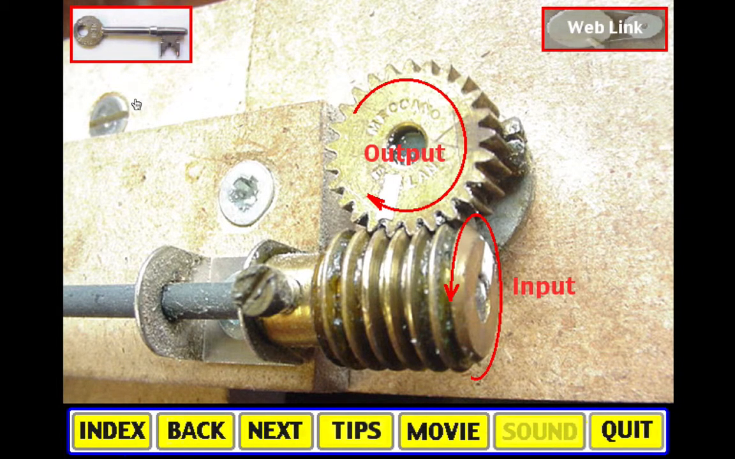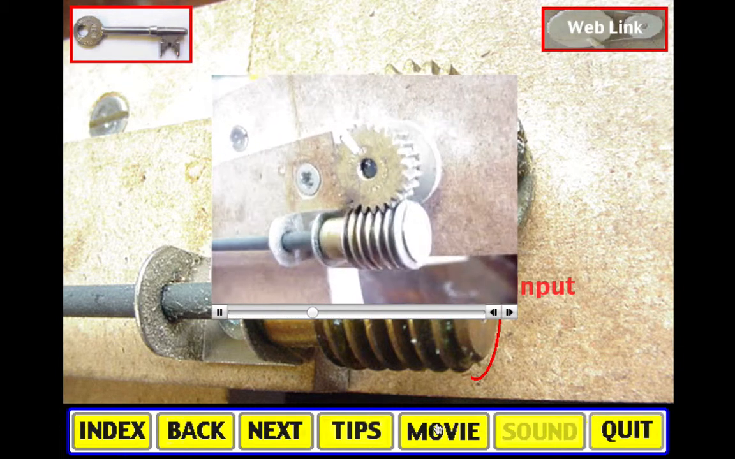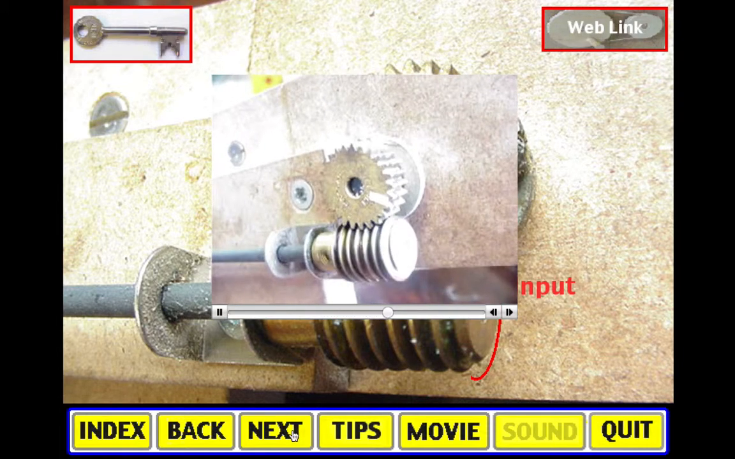In this case we have a worm gear. See how you can get a really long ratio between the 2. This worm gear has a ratio of 25 to 1. 25 turns of the input is 1 revolution of the output. This is full mechanical advantage.